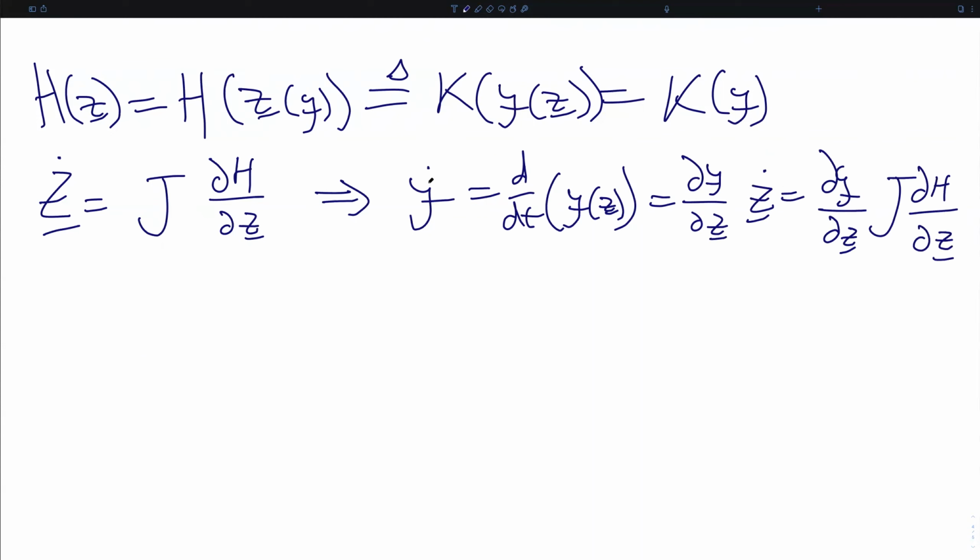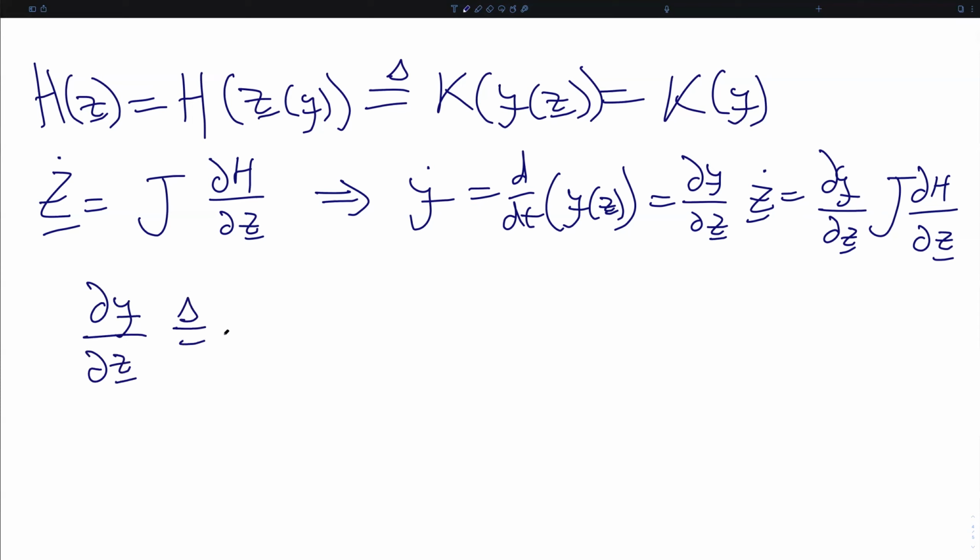the time derivative of y is equal to the time derivative of y represented as a function of the original coordinate z, which can be written as the partial of y with respect to z times the time derivative of z, which is given by our original statement of Hamilton's equations in symplectic form, the symplectic matrix J times the partial of H with respect to z. And so y dot is the partial of y with respect to z times J times the partial of H with respect to z.